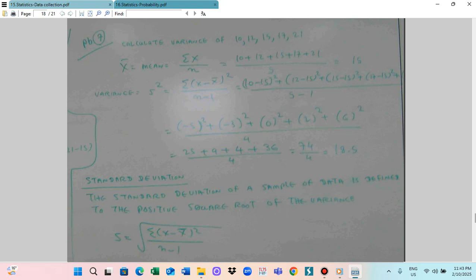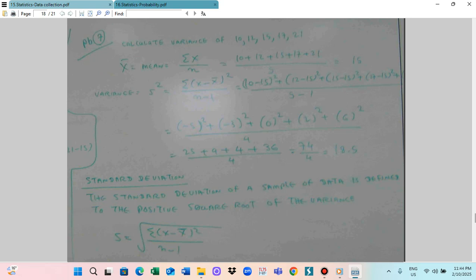Calculate the standard deviation of 10, 12, 15, 17, and 21. Okay, so we calculate using the equation. S is equal to the square root of the summation of (x minus x bar) squared, divided by n minus 1. So this is the equation we can use.